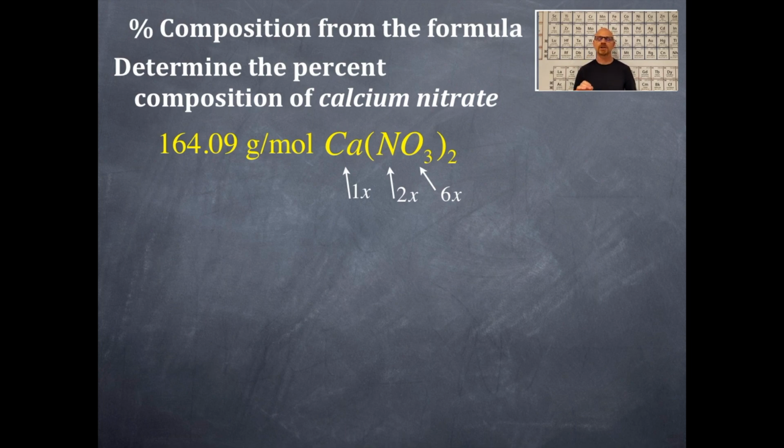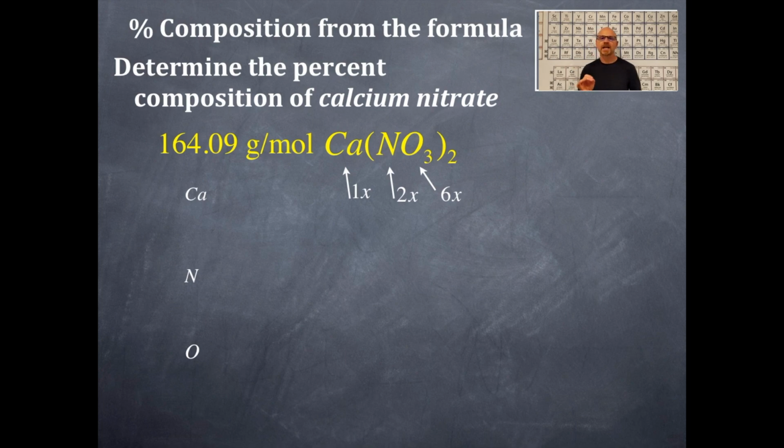So now what we're going to do is get the percent of each element within this compound. So how many elements are in this compound? There's calcium, there's nitrogen, there's oxygen. So there's a total of 3 elements in this compound, so we're going to get 3 percentages. We're going to get 1% for calcium, 1% for nitrogen, and 1% for oxygen.